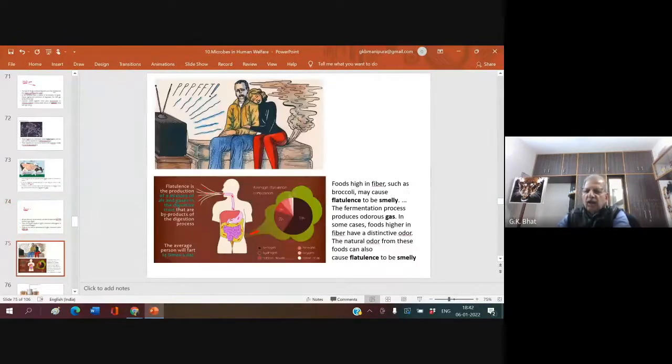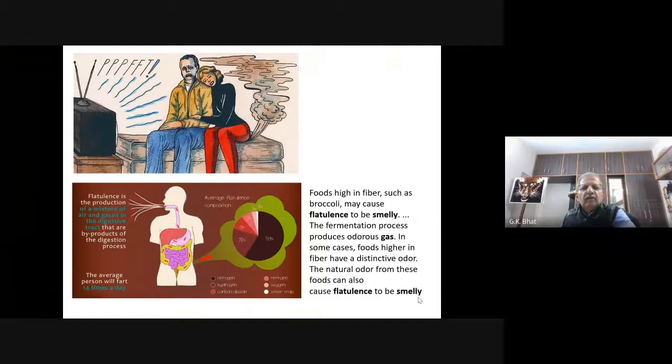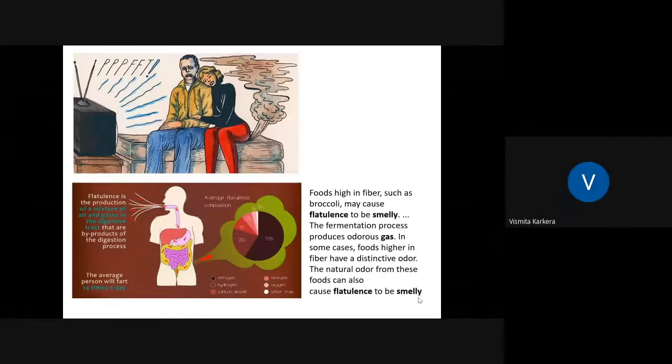See this for some time. Read this. Can you see this properly? Are you seeing? Yes, sir.